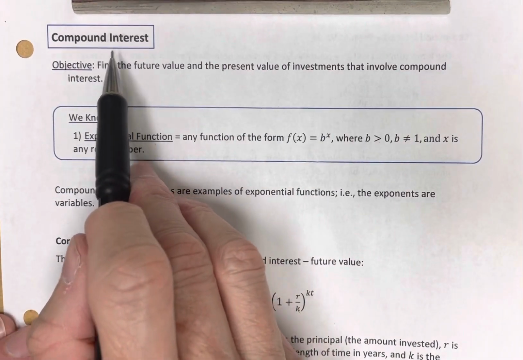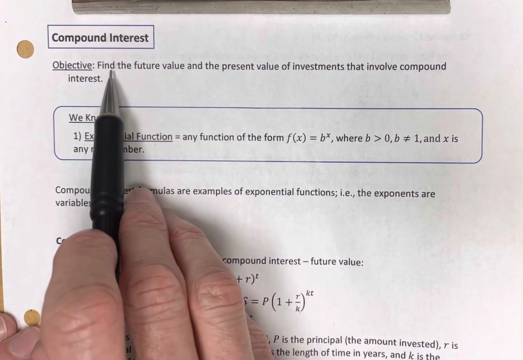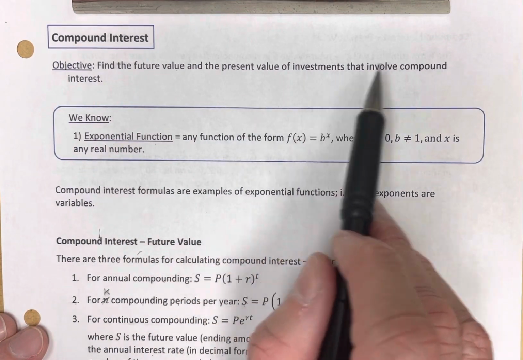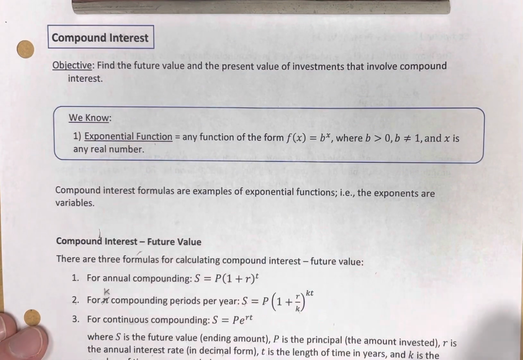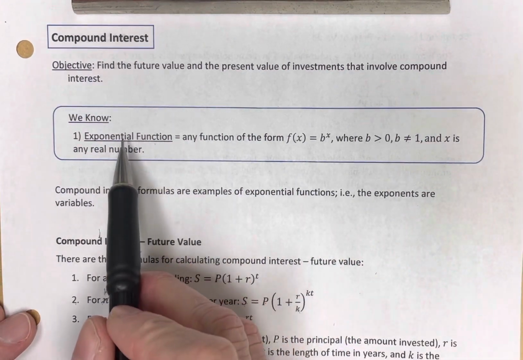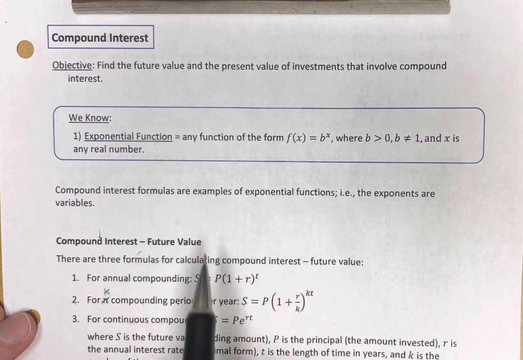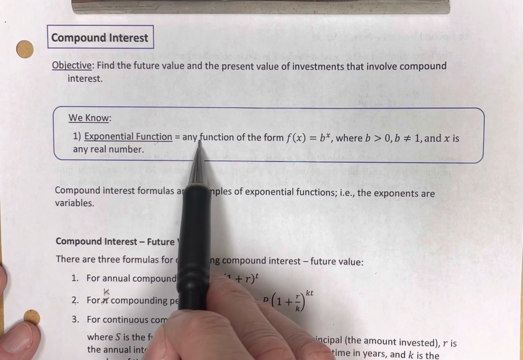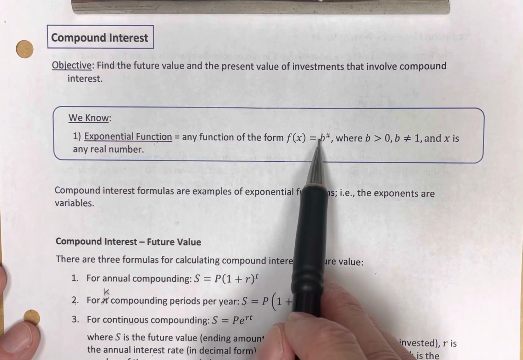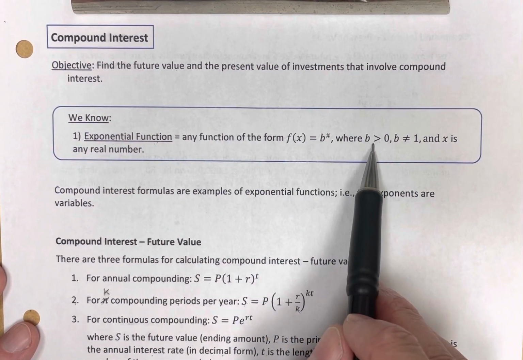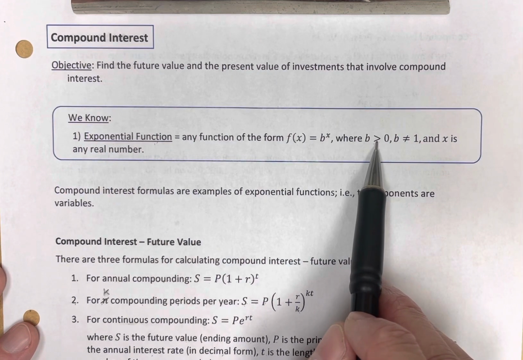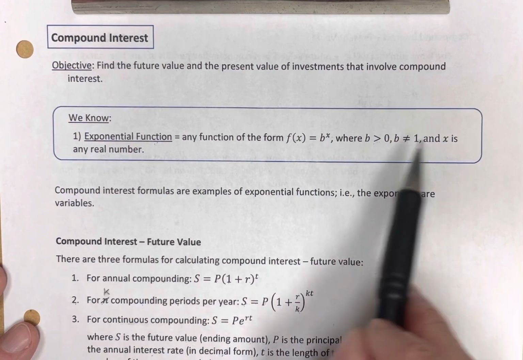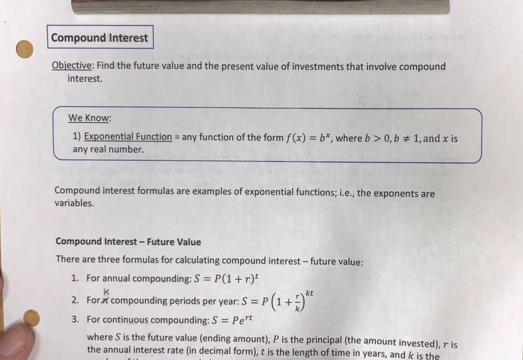Compound interest. Our objective: we want to find the future value and the present value of investments that involve compound interest. Let's remind ourselves that we know what an exponential function is, because these formulas are exponential functions. Any function of the form f of x equals b to the x, where the base is a positive number but not equal to 1, and the exponent, which is our variable, is any real number.